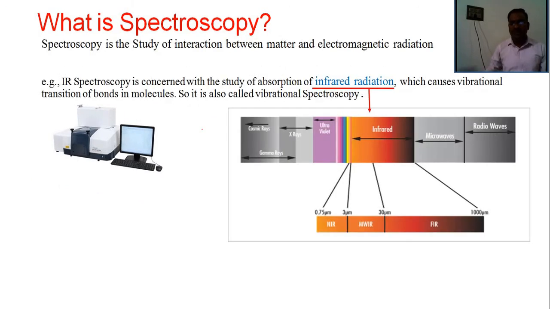In that, the infrared region of the electromagnetic radiation is the arrangement of all the different types of electromagnetic radiation in increasing order of their wavelength or decreasing order of their frequency. Generally, the infrared region starts from here, 0.75 micrometer to 1000 micrometer.